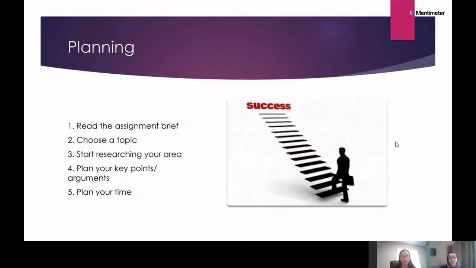So planning, when you're sitting down to plan, these are some steps to look at before you get ready. Read your assignment brief. If you need to highlight it, write down what you need to do, underline the key words, choose the topic that you want to focus on, start researching your area, plan your key points and your arguments, and then plan out your time. It's really important to plan out your time so you're not, two days before the assignment is due, struggling to get it in. Plan out your time effectively and make sure you have enough time to get the assignment in.